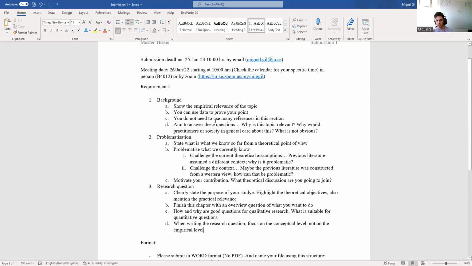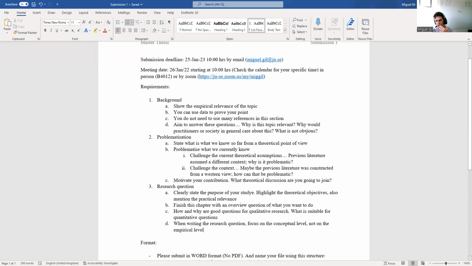of the project. Another tip is that in the background, it's not that important to use many, especially theoretical references, because that comes in the problem. So here it's better if you use more empirical and practical references. For example, if you want to highlight the importance of sustainability, you can include some data from the United Nations, something like that. And not that many papers, because the theory comes later. So maybe more practical things.